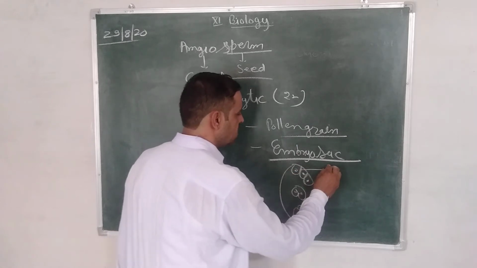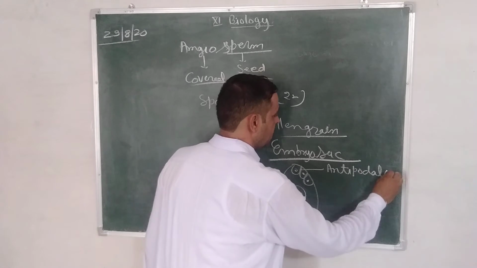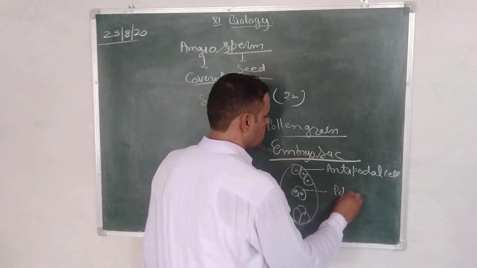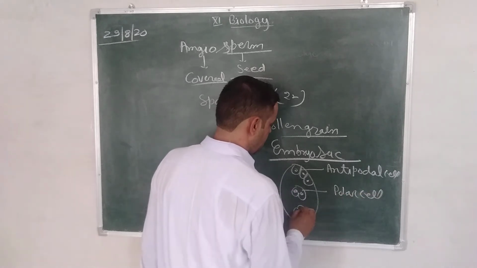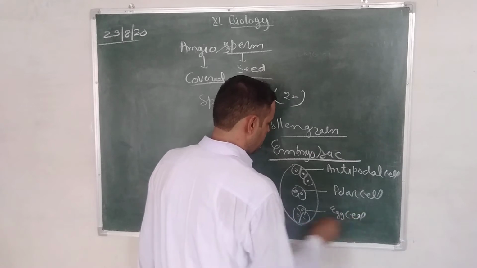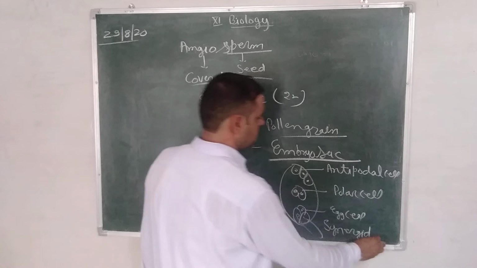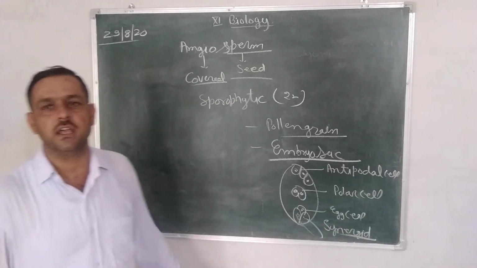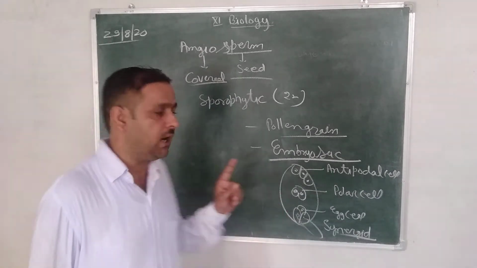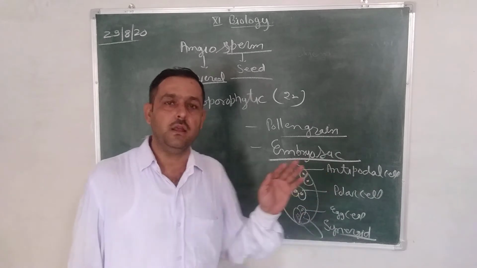These 3 cells are called antipodal cells, and the 2 nucleate cell is called the polar cell, and this is the egg cell, and these 2 cells are synergid cells. This is the structure of the embryo sac in angiospermic plants, and the main characters of angiospermic plants are double fertilization and triple fusion.